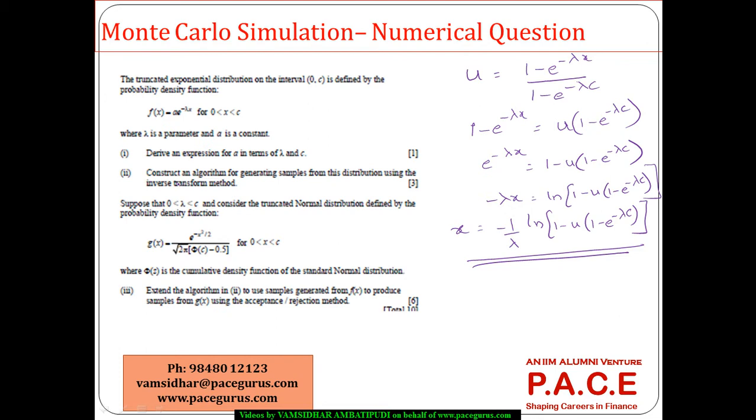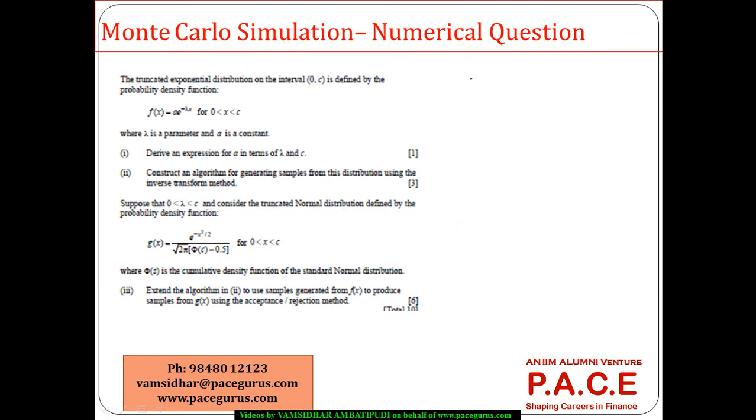Now, the other important part is, suppose that 0 is less than lambda is less than c. Now lambda is lying between 0 and c. Consider the truncated normal distribution defined by the probability density function. I am looking at g of x, which is e power minus x squared by 2 divided by square root of 2 pi times phi of c minus 0.5. Okay, this is the probability density function where 0 is less than x less than c.